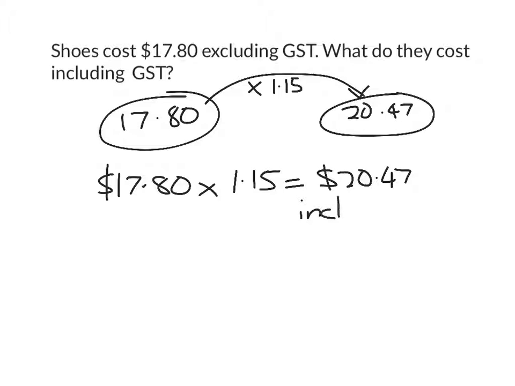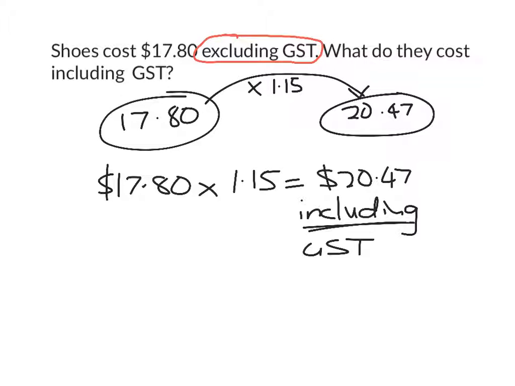GST. And again, when you're first reading the question, even if it's a simple one, if you're in a test, just circle the keywords. The shoes cost that much excluding GST. We have to find the price including GST.